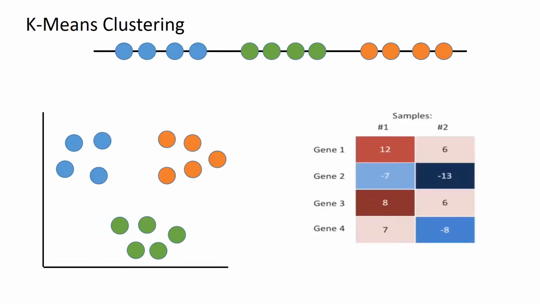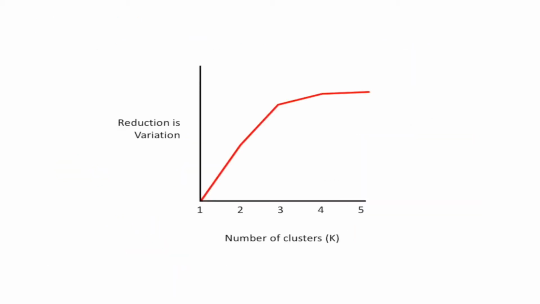Let's see k-means clustering. We are going to learn how to cluster samples that can be put on a line, on an XY graph, and on a heat map. And lastly, we are going to talk about how to pick the best value for k.